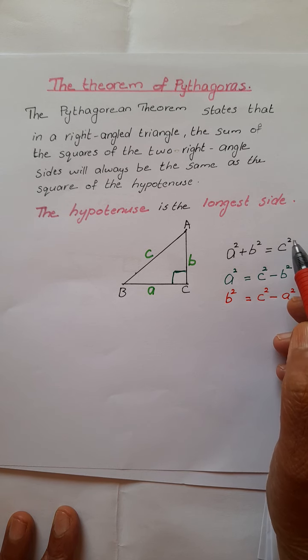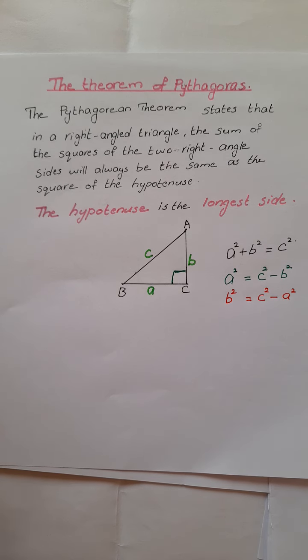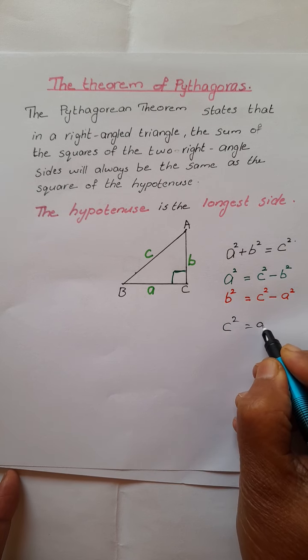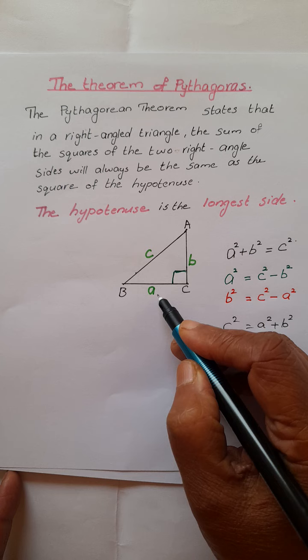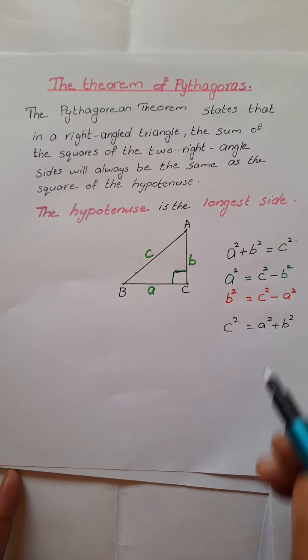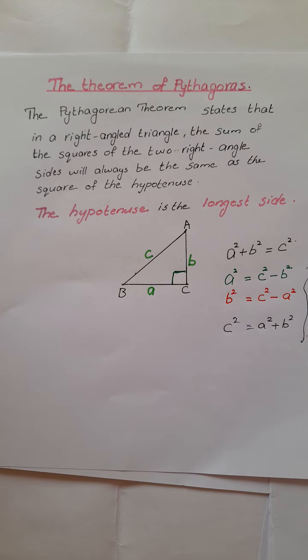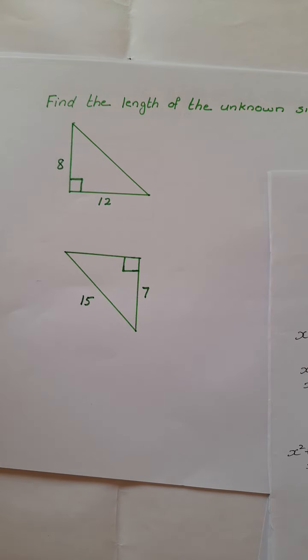So when you are calculating the hypotenuse, what do we write? c squared is equal to a squared plus b squared, that is the square of the other two sides, the right angle sides, and you add them. So remember these equations. Then let's look at some examples here.